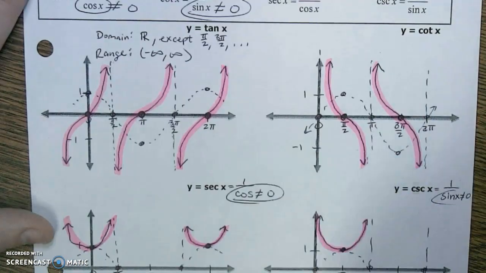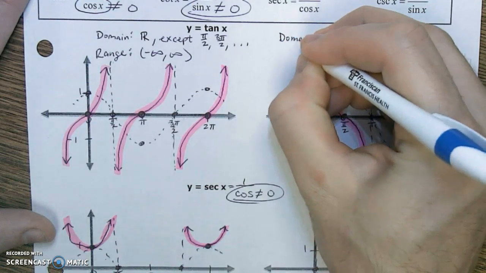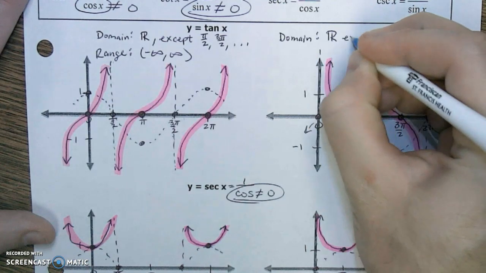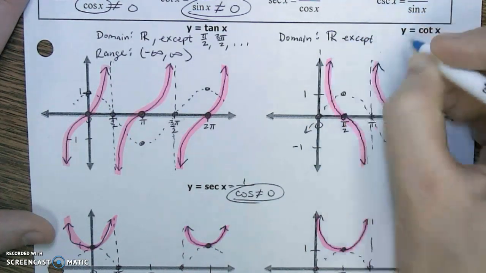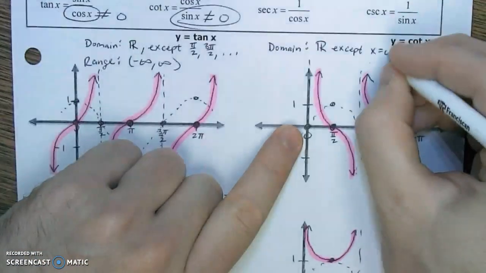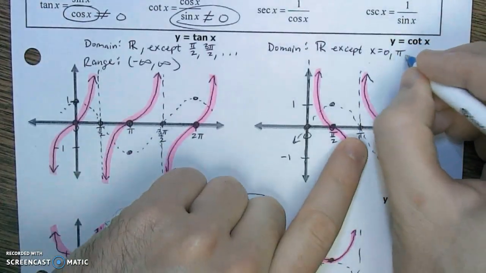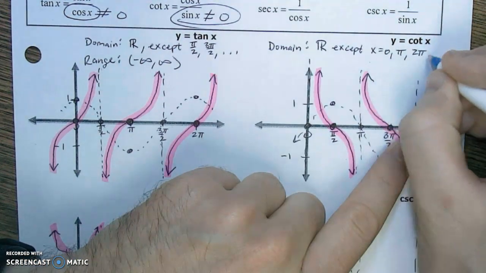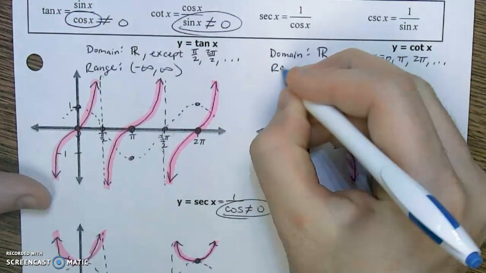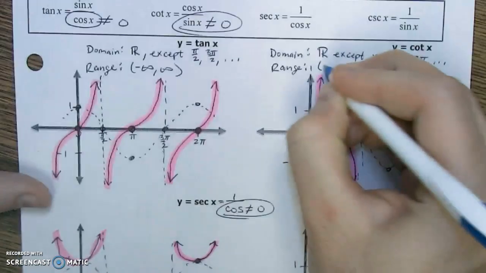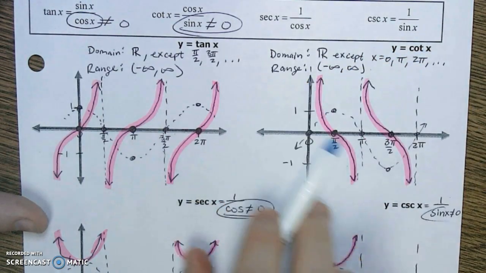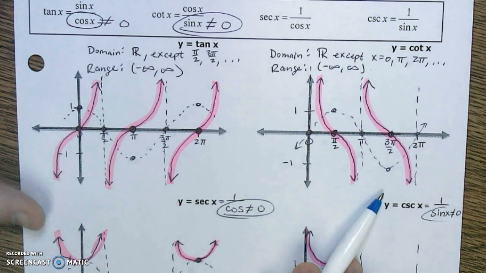So same thing for cotangent. We've got a weird domain because there's all these breaks in the x-axis. So we're going to say it's all real numbers except when x equals 0, we've got an asymptote. Pi, we've got an asymptote. And 2 pi, we've got an asymptote. And we'll put comma dot dot dot because this will keep on going. And then the range is negative infinity to infinity because it's a smooth curve going up and going down. It doesn't stop.